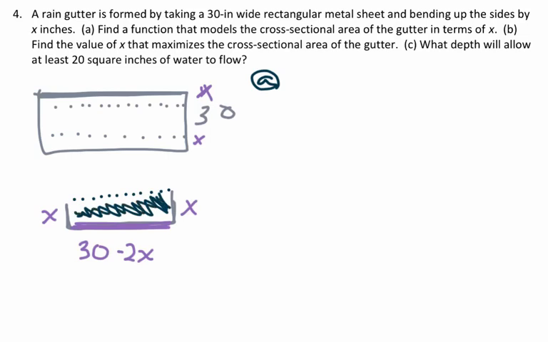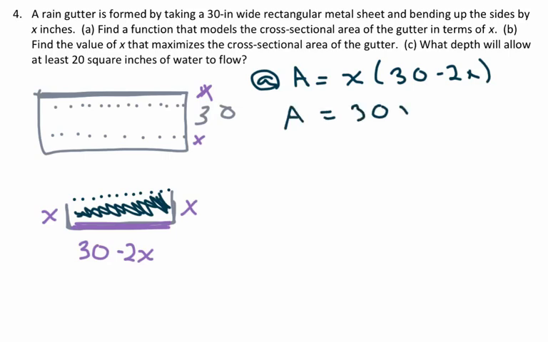Because it's just a little box, it ends up being length times width. So the length would be x, and the width would be 30 minus 2x. To find the area, we just have to distribute. So it would be 30x minus 2x squared. So that's part A. For part B, they want us to maximize it.